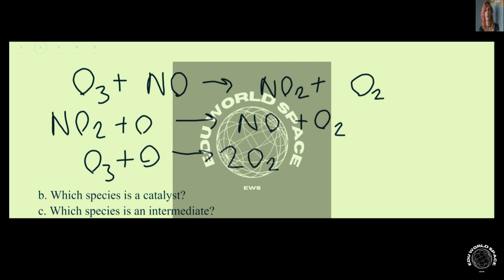And then we want to know which species is an intermediate. So an intermediate is a species that is produced by one step in a mechanism and then later consumed in another step in the mechanism. It doesn't appear in the overall equation, same as a catalyst doesn't appear in the overall equation. So which species is an intermediate? Well, NO2 is produced in the first step in our reaction mechanism, but is then consumed as a reactant in the second step of the reaction mechanism. So which species is an intermediate? That's NO2.